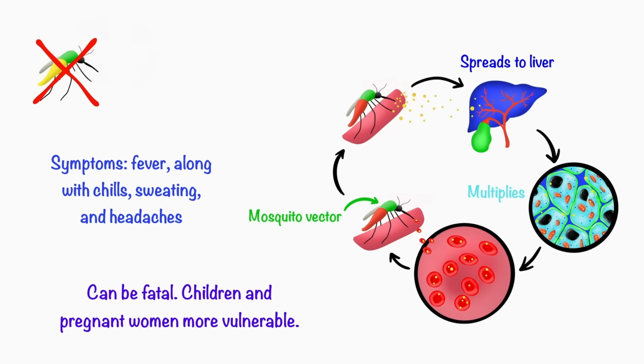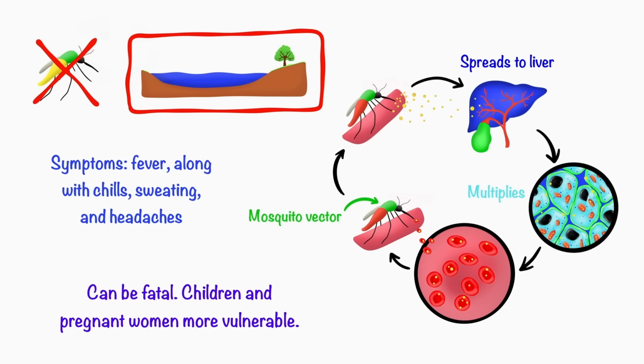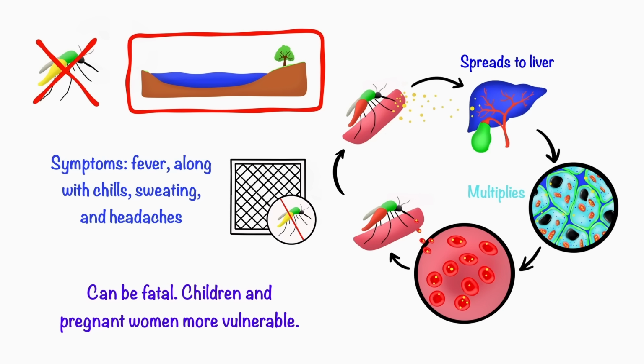The spread of malaria can be controlled by preventing mosquitoes from breeding. This involves eliminating standing water where mosquitoes lay their eggs. Using mosquito nets while sleeping also helps avoid being bitten, as does using insect repellent. In areas where malaria is common, people may take anti-malarial drugs to prevent infection. These medications help stop the parasite from developing in the body.